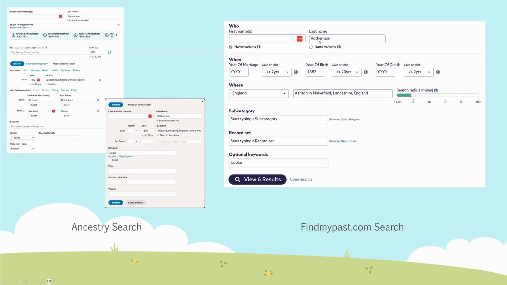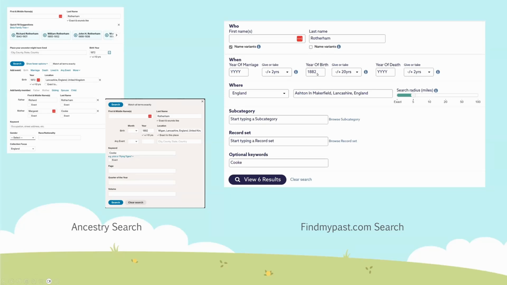But I put the name, and here I didn't have a name variant. On this one, I put exact and sounds like, but eventually I did put a name variant on this. I don't like to start with a name variant because sometimes I get too many name variants on FindMyPast particularly. So I didn't start with it.